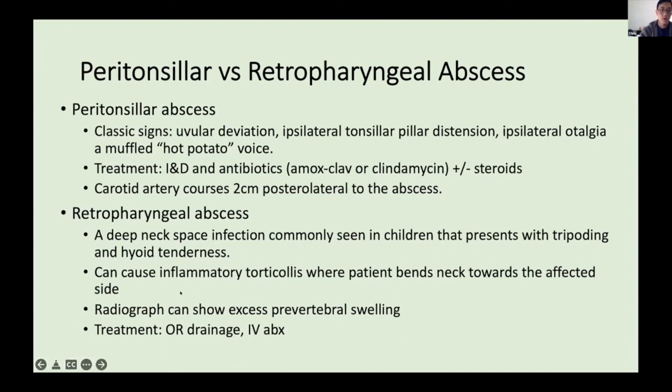Retropharyngeal abscesses are when an infection is in the deep neck space. It's commonly seen in children who present tripoding with hyoid tenderness. It can cause inflammatory torticollis, where the patient bends the neck towards the affected side, because when the patient tries to extend the neck on the affected side, it causes stretching of the prevertebral area. On radiograph, it can show excess prevertebral swelling. And treatment will be OR drainage with IV antibiotics.